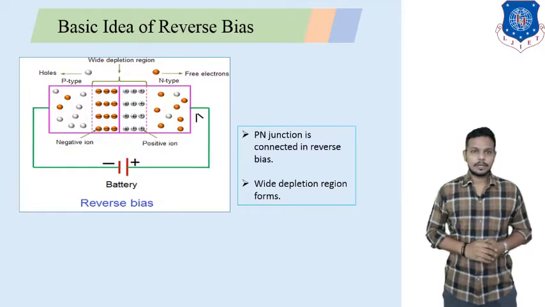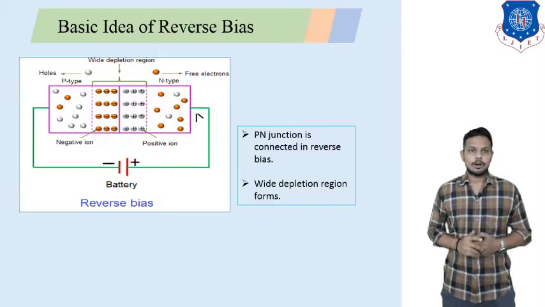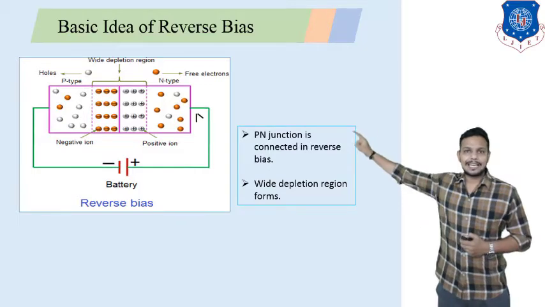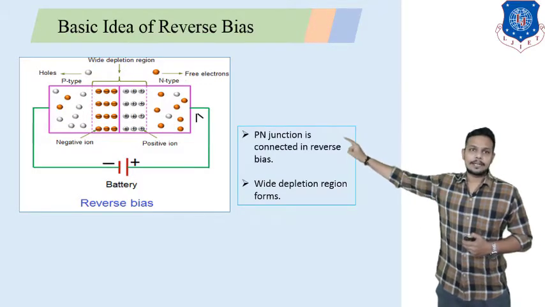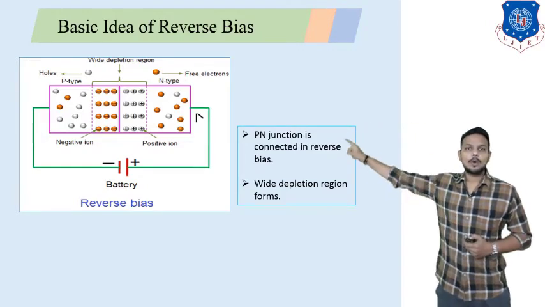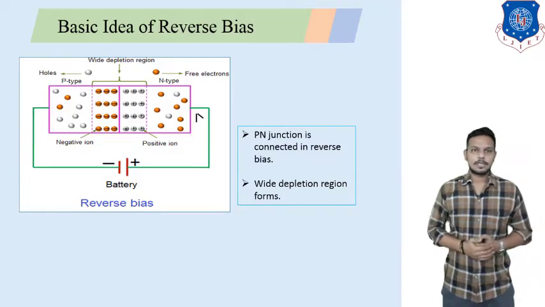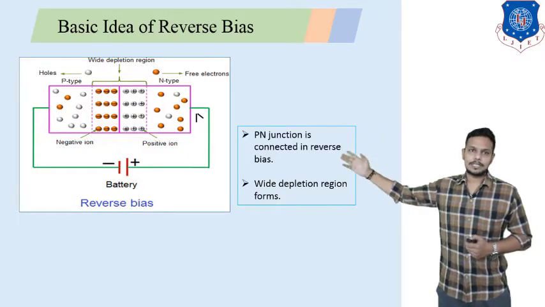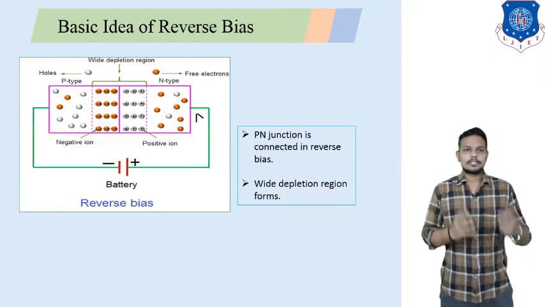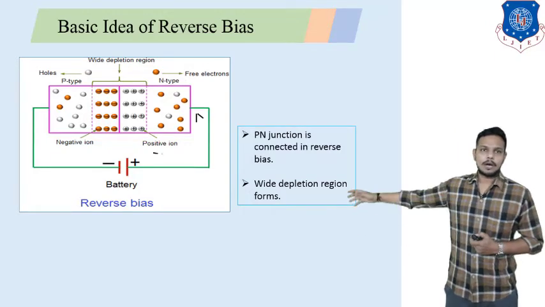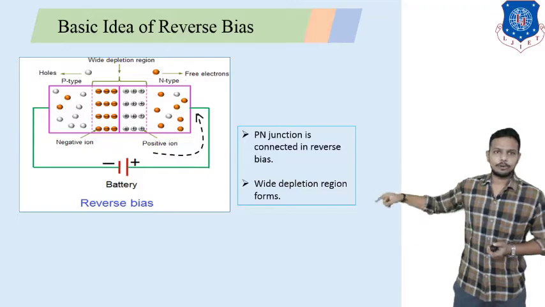Current always flows from plus to minus, which is known as conventional current. The current flow of electrons in this circuit is known as electron current, and electron current is always opposite to the conventional current. Here we can see the reverse bias condition, in which electrons and holes get attracted towards the battery. Due to this, the depletion region width increases. Now here we can see the current flow in this direction.